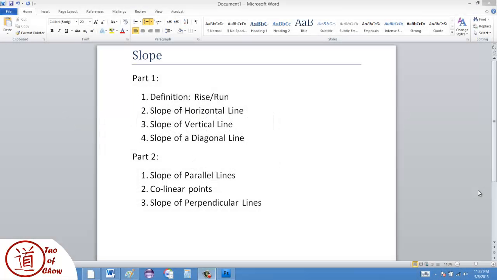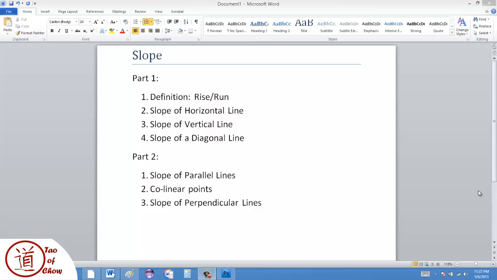In the next two videos, I want to discuss the concept of slope. In part one, I'm going to talk about the definition, which is the rise over run, and I'm going to show some notation that I like to use for it. Then I'm going to talk about the slope of horizontal lines, slopes of vertical lines, and the slope of a diagonal line. And I'm going to show you a few examples on how to find the slopes of those.